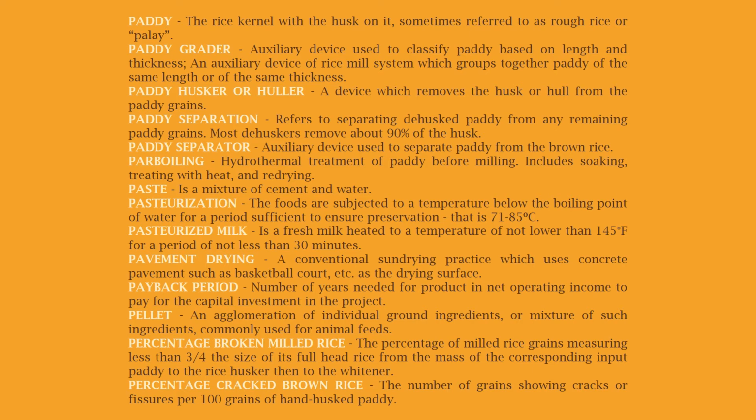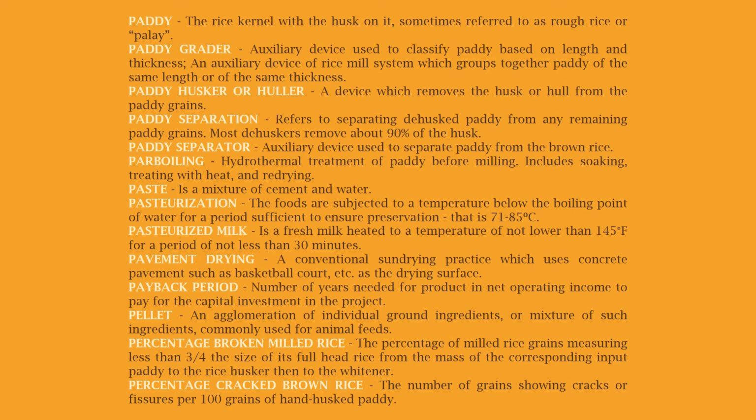Paste. Is a mixture of cement and water. Pasteurization. The foods are subjected to a temperature below the boiling point of water for a period sufficient to ensure preservation, that is 71 to 85 C. Pasteurized milk. Is a fresh milk heated to a temperature of not lower than 145 degrees Fahrenheit for a period of not less than 30 minutes.